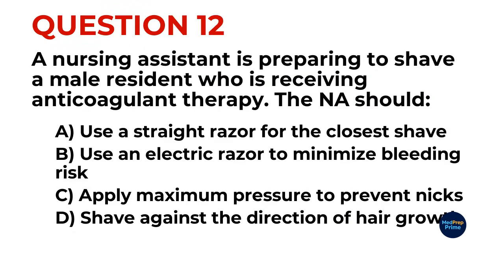A nursing assistant is preparing to shave a male resident who is receiving anticoagulant therapy. The NA should: Option A, use a straight razor for the closest shave. Option B, use an electric razor to minimize bleeding risk. Option C, apply maximum pressure to prevent nicks. Option D, shave against the direction of hair growth.